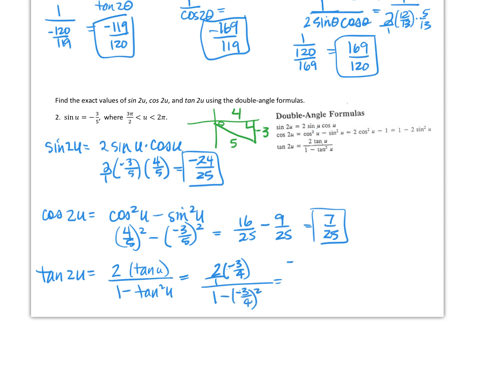So let's clean this up. So negative 6 over 4, all of it over 1 minus, is that 9 over 16? So if I make it a common denominator, that would be 16 over 16. So I have negative 6 over 4 divided by 7 over 16. So if I flip this, I'll have negative 6 over 4 times the reciprocal. And I can reduce. 4 goes into 16 4 times. That leaves me with negative 24 over 7.